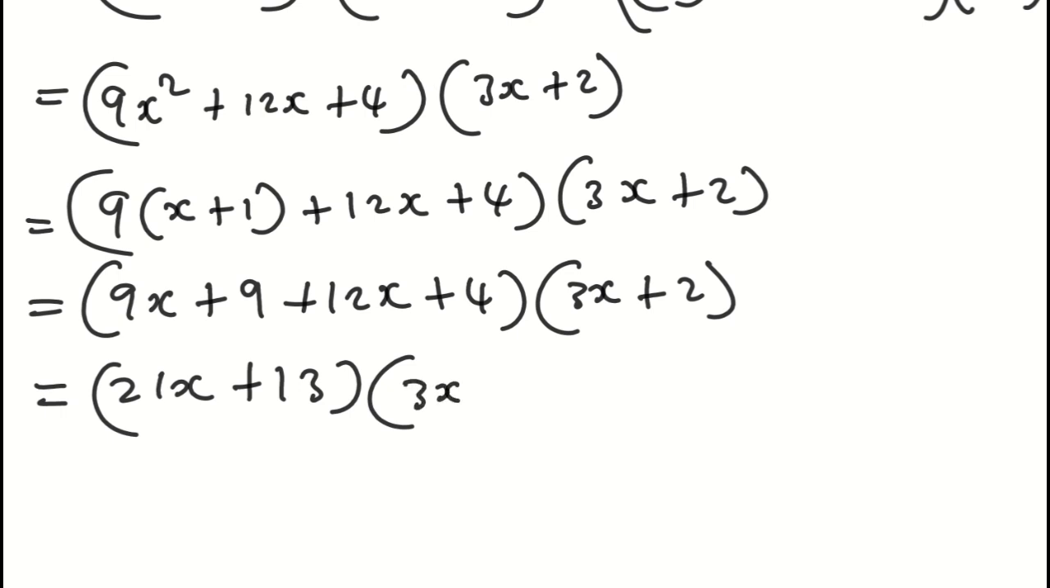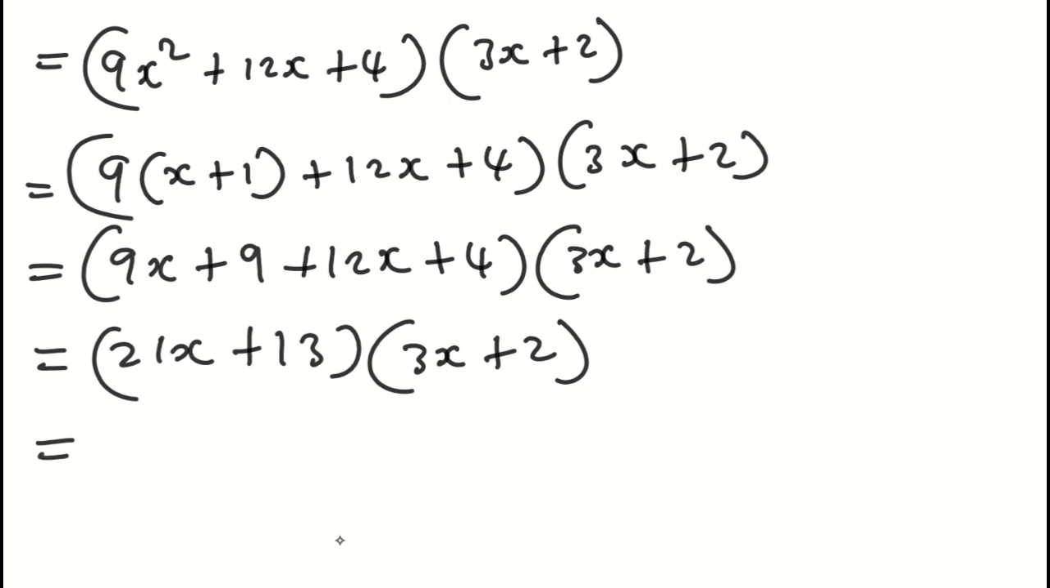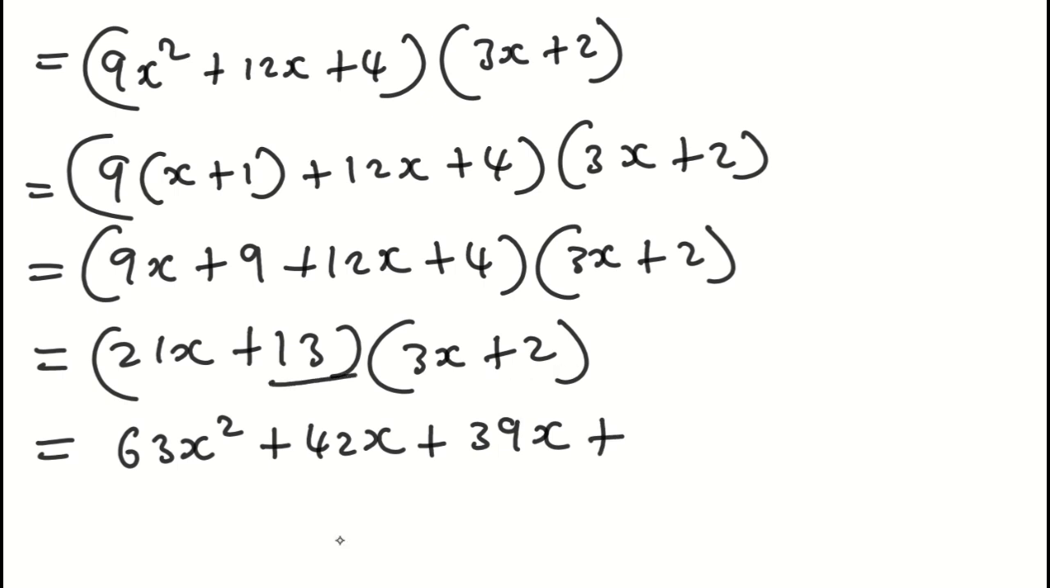3x plus 2. So let's expand this now using the 2 bracket multiplication in algebra. 21x times 3x is what? 63x squared. 21x times 2 is what? 42x. Okay, what's 13 times 3x? That's what? 39x. What is 13 times 2? That's what? 26. All right, so let's just simplify this a little bit.